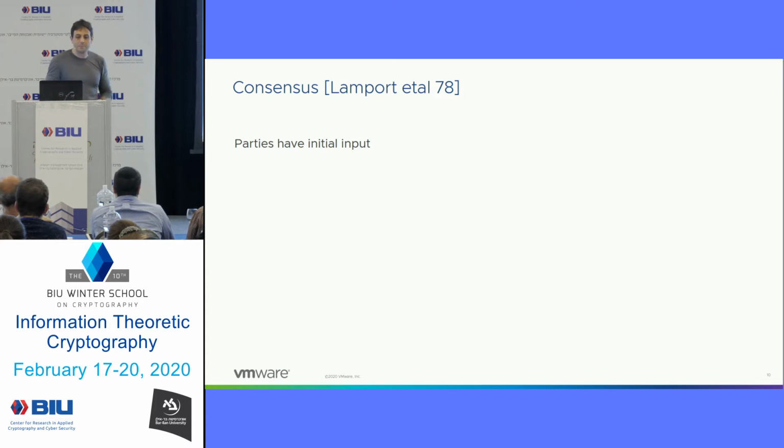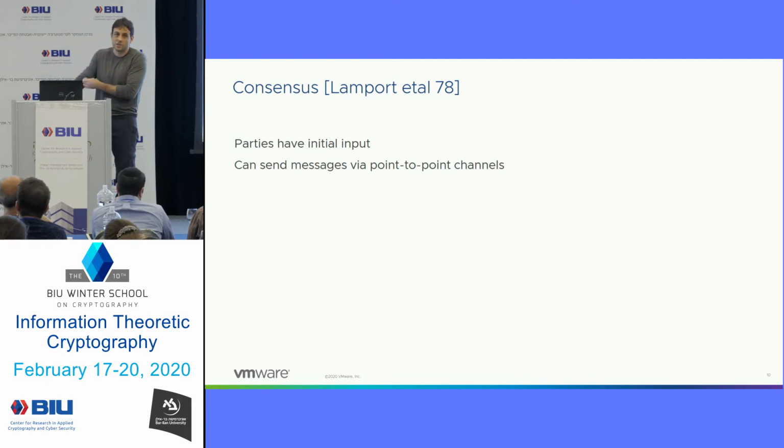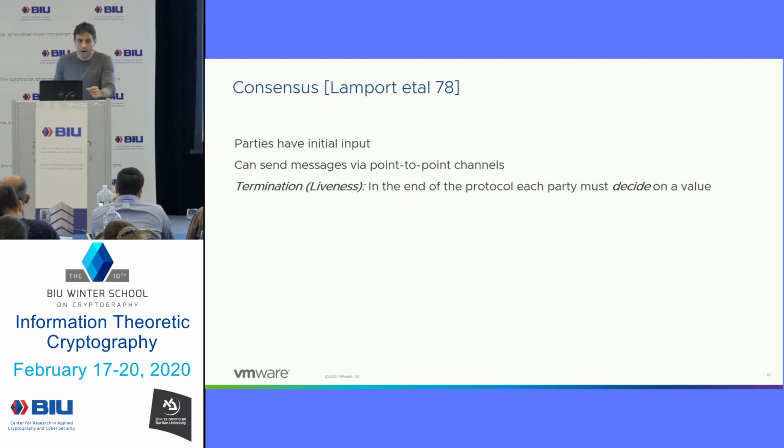So the basic problem is that parties have some initial input, and they can send messages via point-to-point channels. Obviously, if they have a broadcast channel, then things become very simple for consensus. And here are the properties you want to obtain. First is the termination property, or liveness, where you want every party eventually to decide on some value. So this is your first goal, just make a decision. And this decision is irrevocable. Once you decide, you can't change your mind.